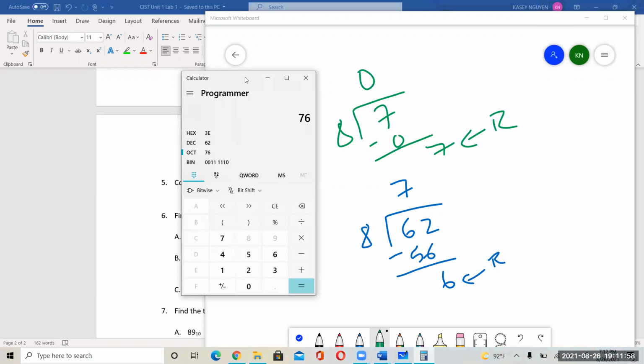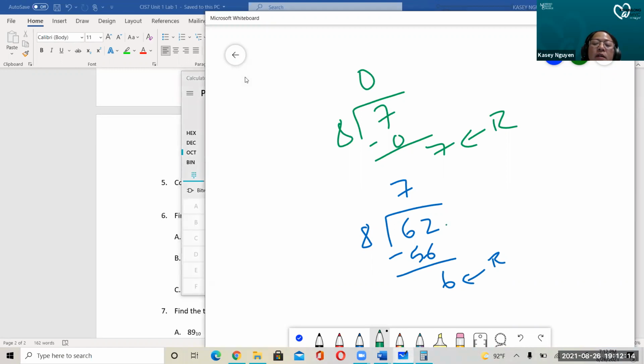Professor Nguyen, I'm not seeing where the 6 comes into play here. How is the answer 76? I mean, I get the 7, but 6 is your remainder, so we're just combining it together. So when you take 62 here and divide it by 8, 8 goes in 7 times, right? And 7 times 8 is 56. You take 62 minus 56. This is your remainder, 6.